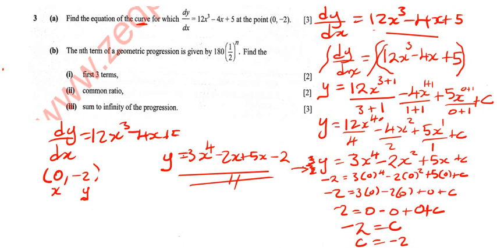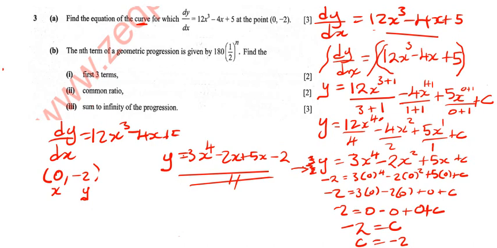Why have you put 4 on the 3x power 4? The reason why I have put 3x to the power 4 is because, as you can see, when we started from this point, we added 3 plus 1 over 3 plus 1, and then it became 12x to the power 4 over 4. Even here it came like that. We did negative 4x to the power 1 plus 1 is 2 over 2. Even here we did the same.